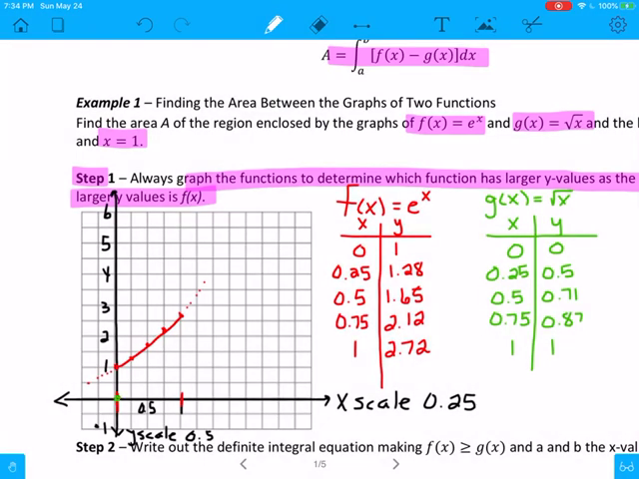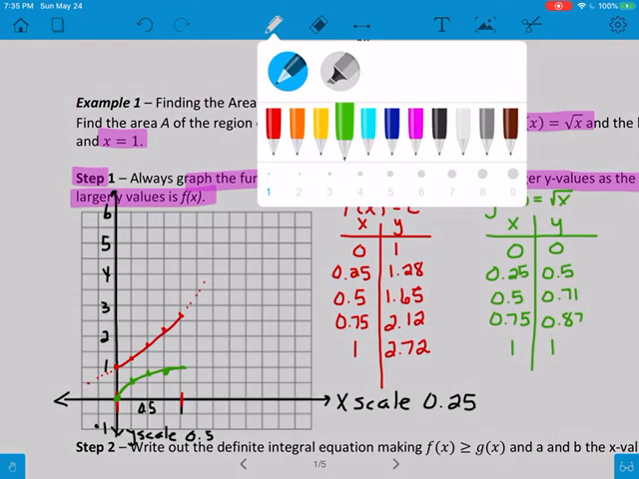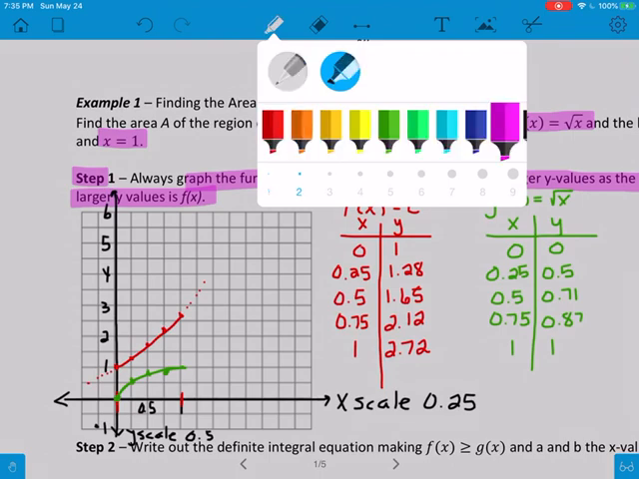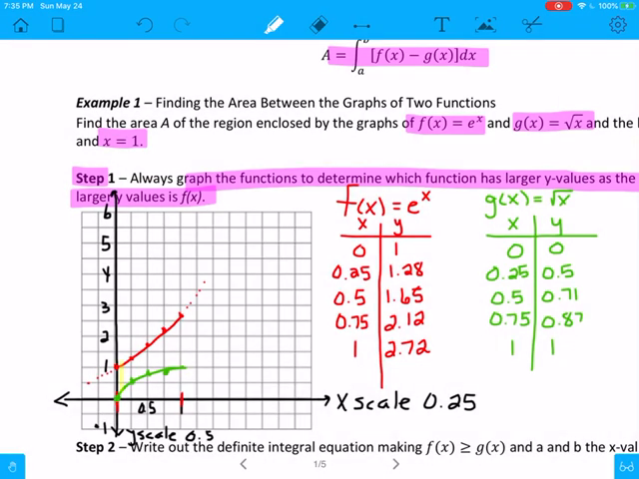Okay, I need to plot my green graph between those values. 0 and 0, 0.25 and 0.5, 0.5 and 0.71, 0.87, and 1 and 1. So it looks something like this. Imagine that's drawn nicely. Okay, now what we're trying to find is the area between these curves.